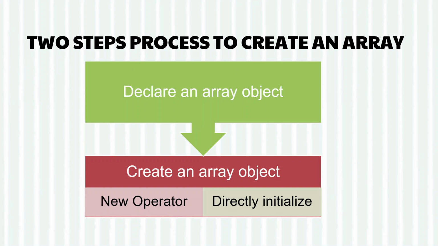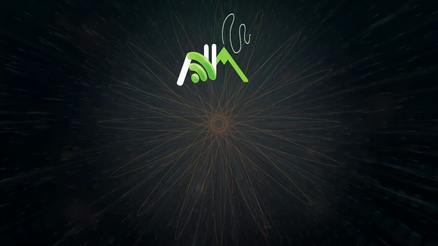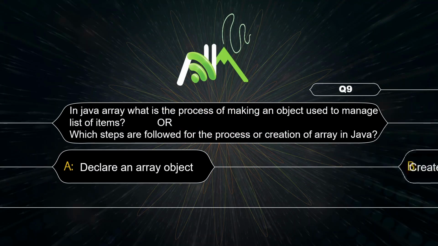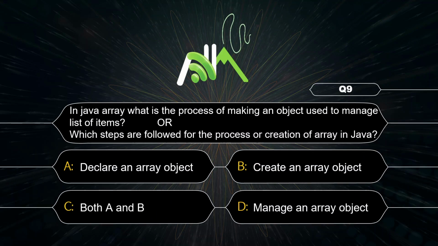To create an array in Java, you have to follow these 2 steps. Declare an array object and create an array object using the new operator or directly initializing it. Question is, what is the process of making an object that is used to manage a list of items? Or which steps are followed for the process of creation of array in Java? So option A, declare an array object, and B, create an array object. Both are there. Option C, both A and B is correct here.